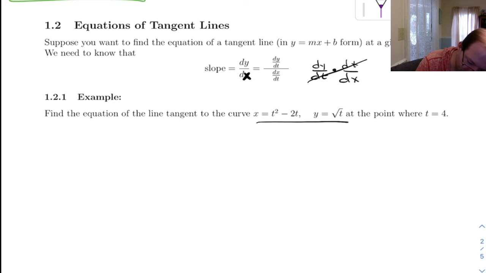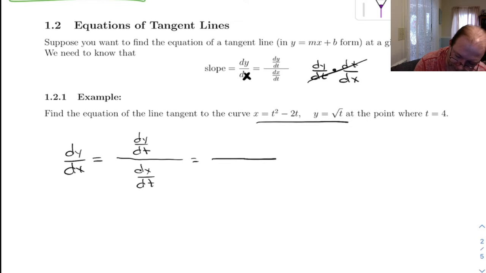All right, so the way I like to do this is write out dy dx is dy dt over dx dt. Then I'm going to work both of those out. So dy dt is going to be 1 over 2 root t. And dx dt from here is going to be 2t minus 2. So that's the formula there for dy dx.